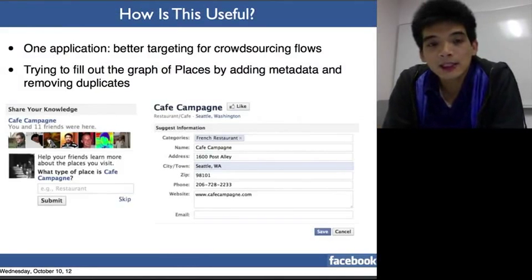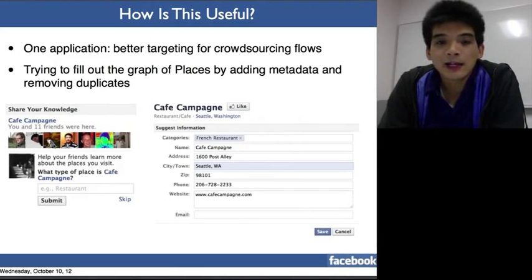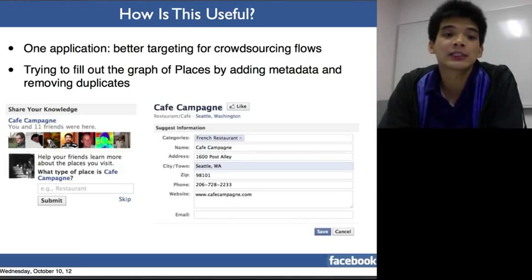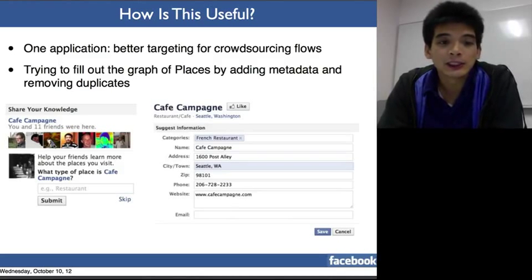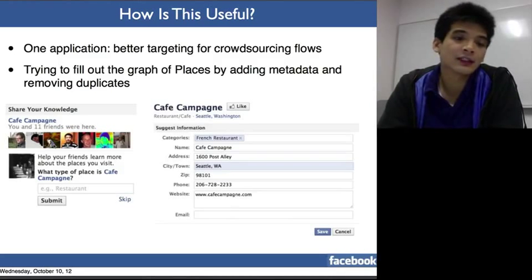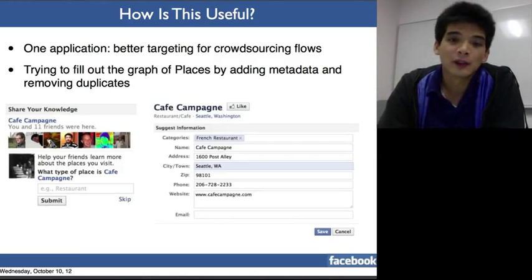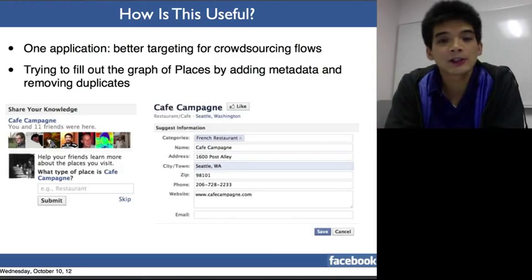All right, so just to talk about some of these applications. We have this graph, and right now the big focus on our team is to use crowdsourcing to improve the graph of places by adding metadata and removing duplicates. These are some screenshots of units we have on our homepage where we ask users what kind of place this cafe in Seattle is. We also have a flow where users can add data like categories, name, address, city, town to any place that is not owned, and help us fill out our graph.